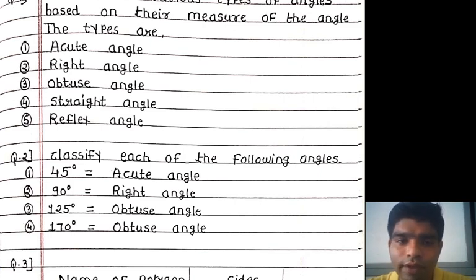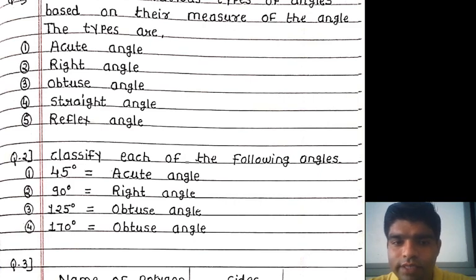Okay, this is our 45. It means that when you classify each of the following angles, your answer for anything above 45 degrees is that this is an acute angle. Now the second one is this 90 degree. I already discussed, this is the very definition of a right angle. Why? Because an angle which measures exactly 90 degrees is the type of right angle.